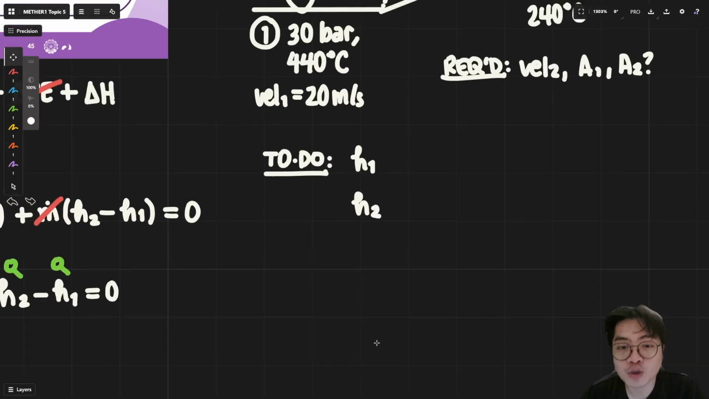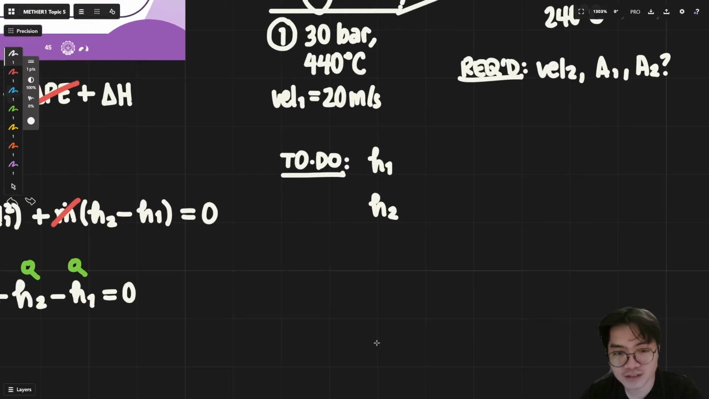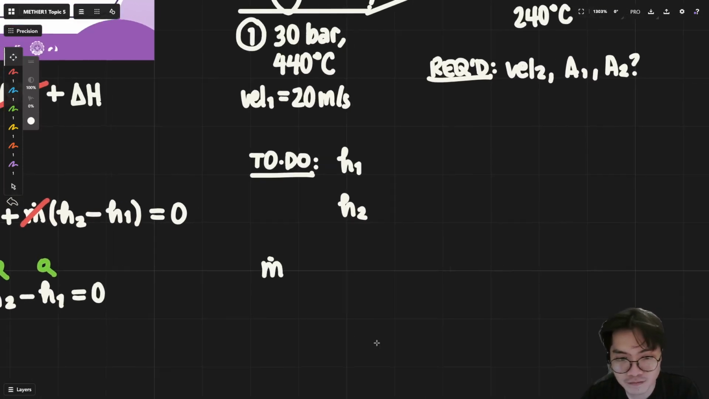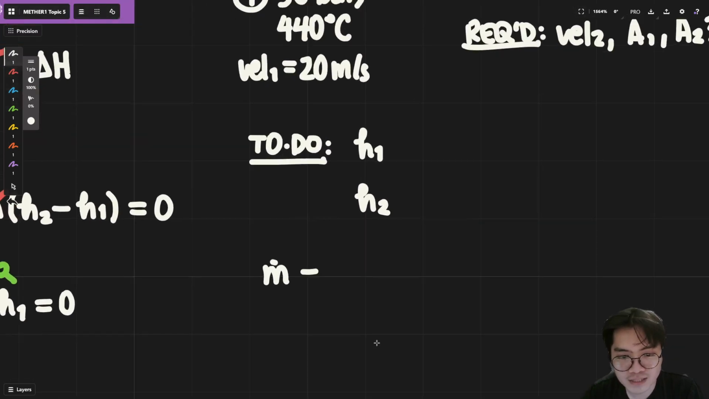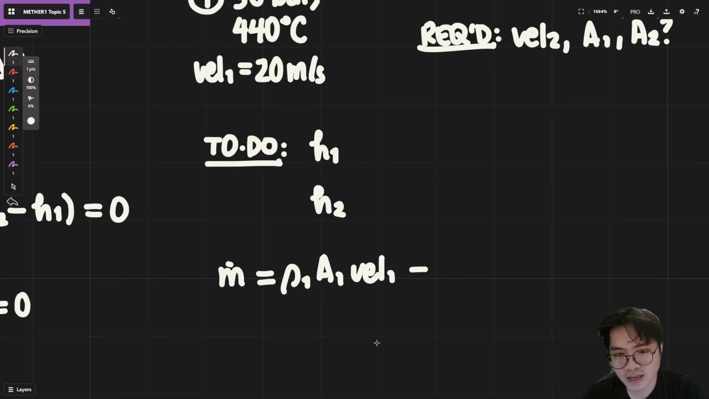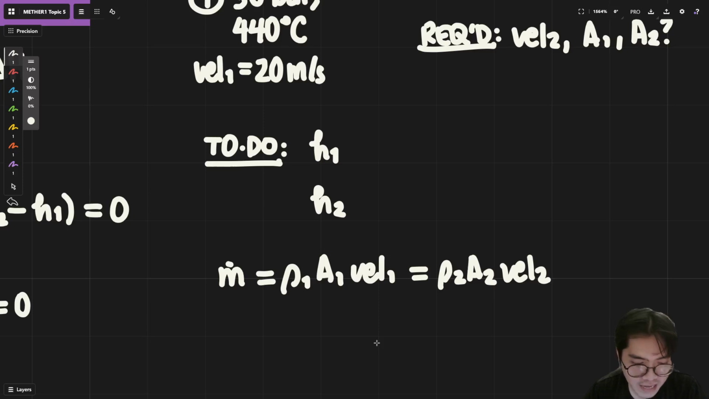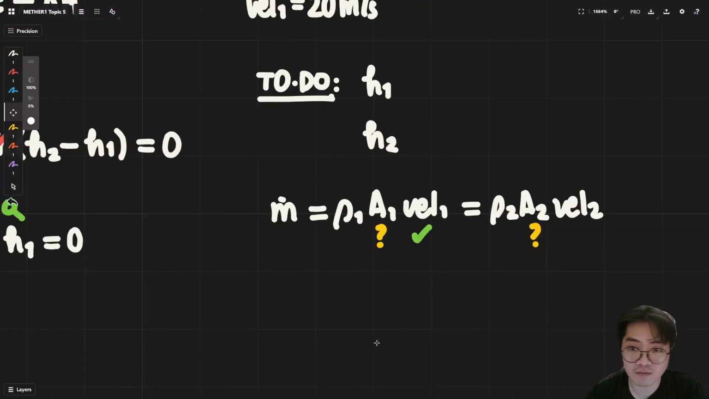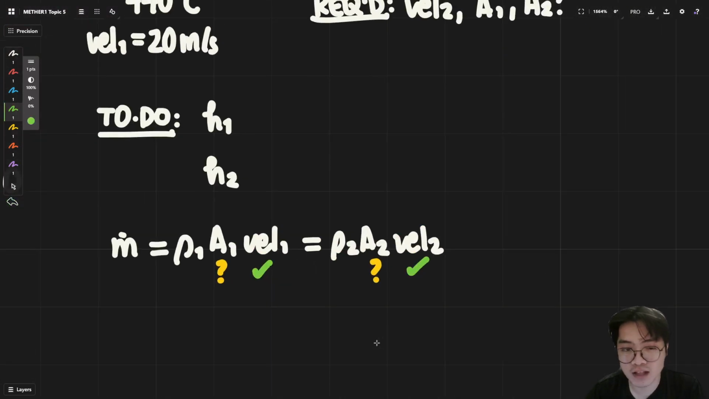It's in your continuity equation. In my defense, there's also a continuity equation in mech flu, right? So your m dot is equal to your rho 1 A1 vel 1, and that is also equal to your rho 2 A2 vel 2. Looky, we need A1 and A2. We already have vel 1, and we just said earlier that we can very well compute for vel 2.